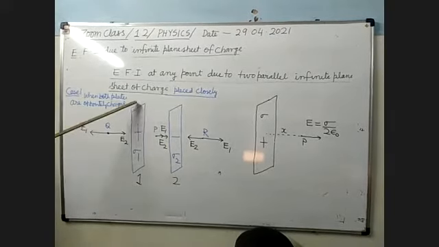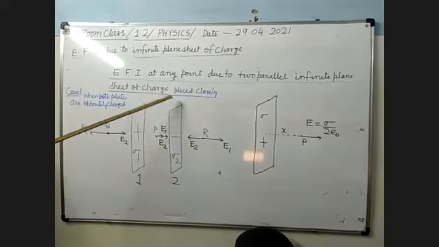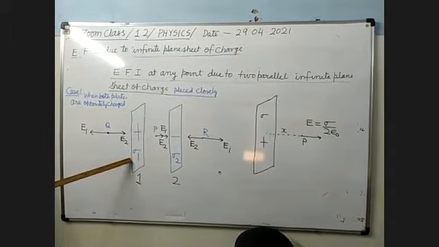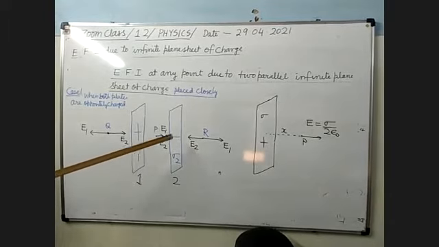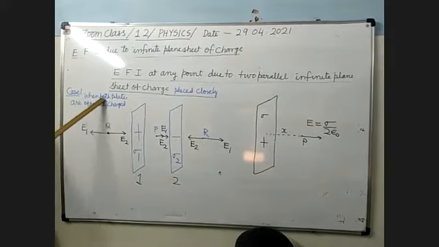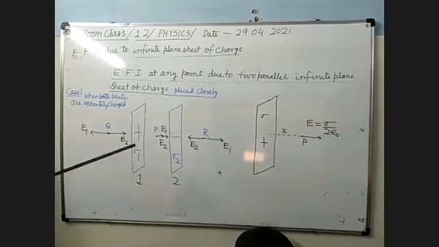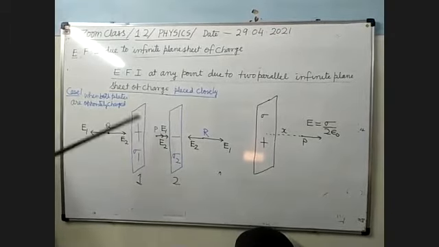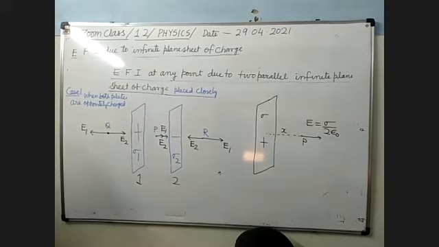Here you can see that there are two infinite plane sheets of charge. One has surface charge density plus sigma 1 and the other has minus sigma 2. Means both plates are oppositely charged. Now you have to find the electric intensity in between them and outside the plates. Outside both the plates, not in between the plates.